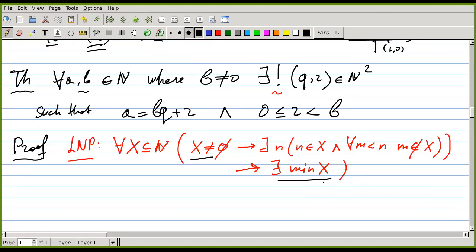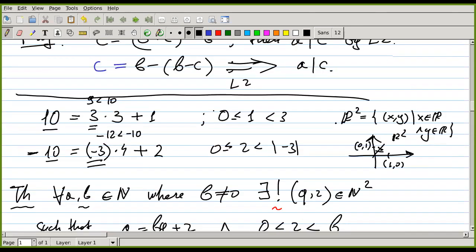Yes. This was our least number principle, and we applied it for the following set. Let X be the following set. It is the set of all naturals S such that B multiplied by this S is greater than A. Why so? What is the main idea? The idea is as follows.